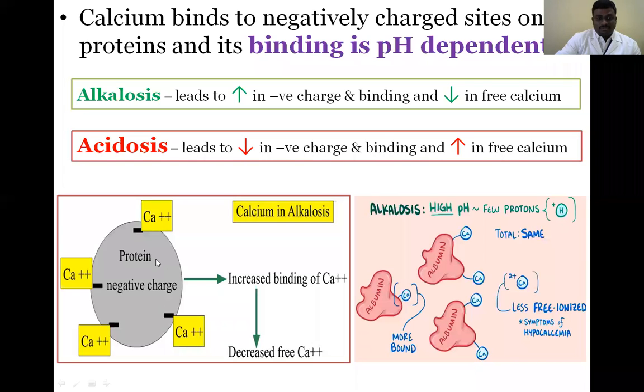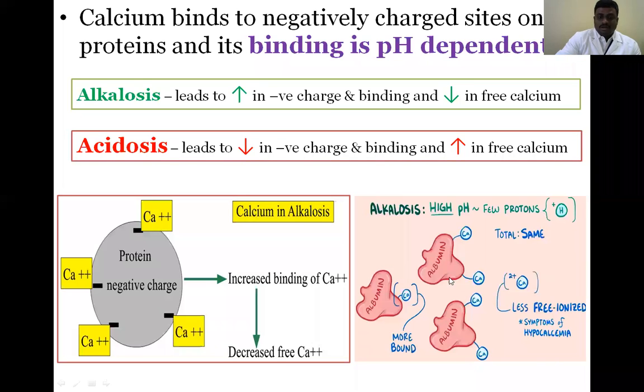So in alkalosis, when protein is getting negative ionic charge, this calcium binds with the protein. So more calcium in the alkalosis state binds with the protein's negative charge. So here alkalosis leads to an increase in negative charge and calcium binding capacity, and a reduction in free calcium. Here you can see in alkalosis it is having high pH, with few protons, or hydrogen ions.